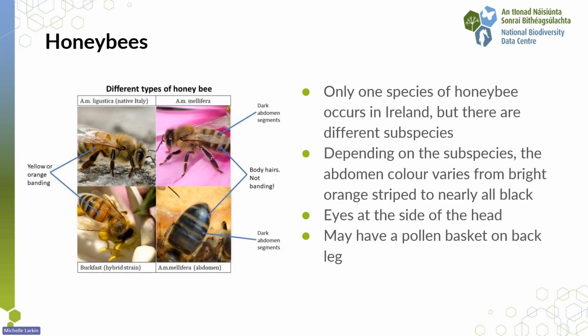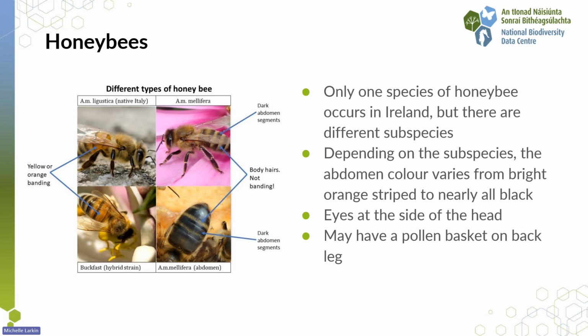In terms of honeybees, we only have one species of honeybee here in Ireland, but there are a number of different subspecies that you can find. Depending on the subspecies, their abdomen can vary from bright orange stripe to nearly all black. As with the bumblebees, their eyes are around the side of the head, and they may also have a pollen basket that you could see with the workers.